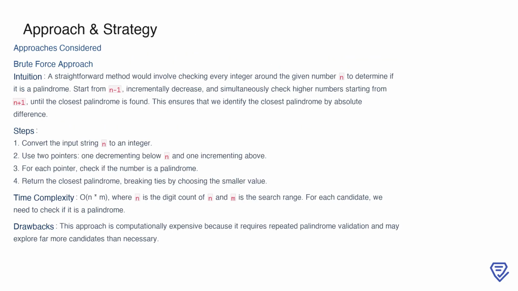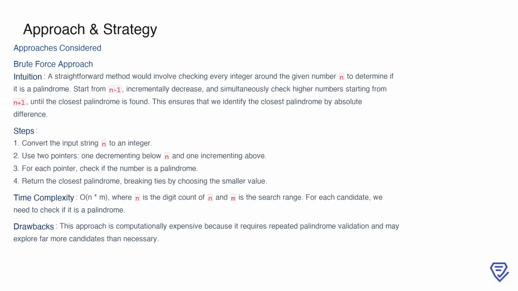To solve the problem of finding the closest palindrome, we first considered a brute force approach. The intuition here is straightforward. We examine numbers incrementally below and above the given input n, checking each one to see if it is a palindrome. By doing this, we can identify the closest palindrome based on the absolute difference from n. The steps involve converting the input number to an integer, using two pointers, one to decrement below n and the other to increment above, and testing each candidate to determine if it is a palindrome.